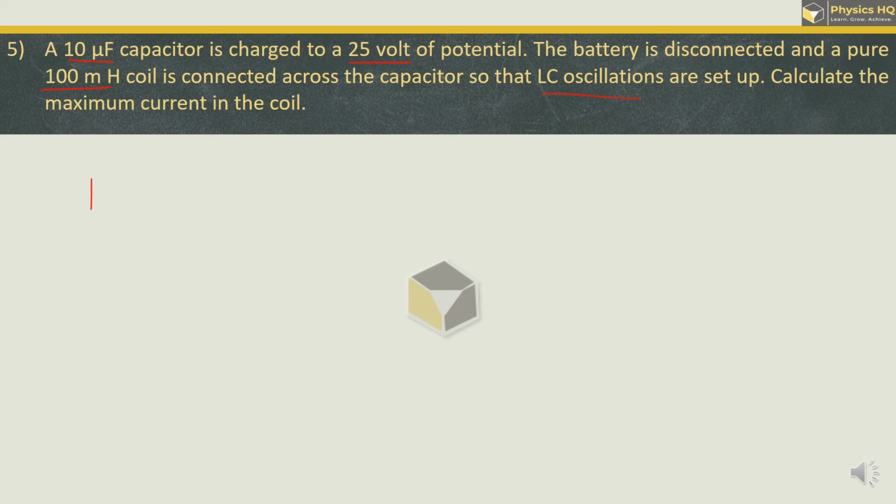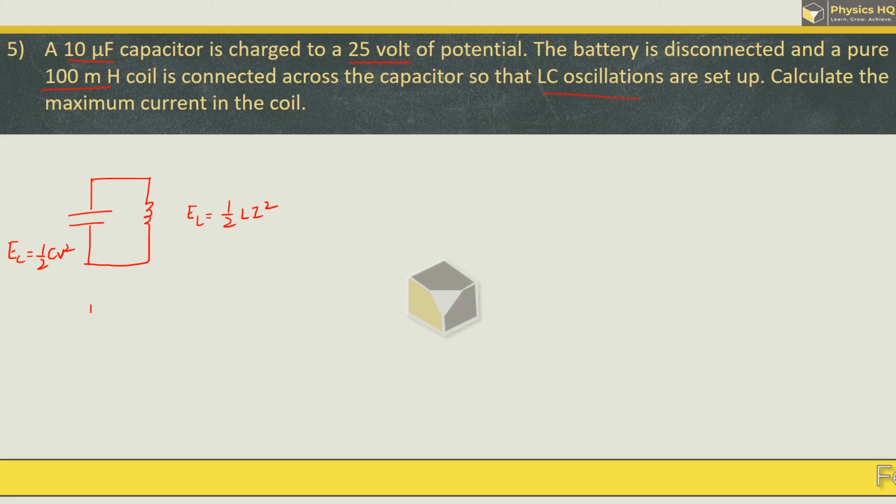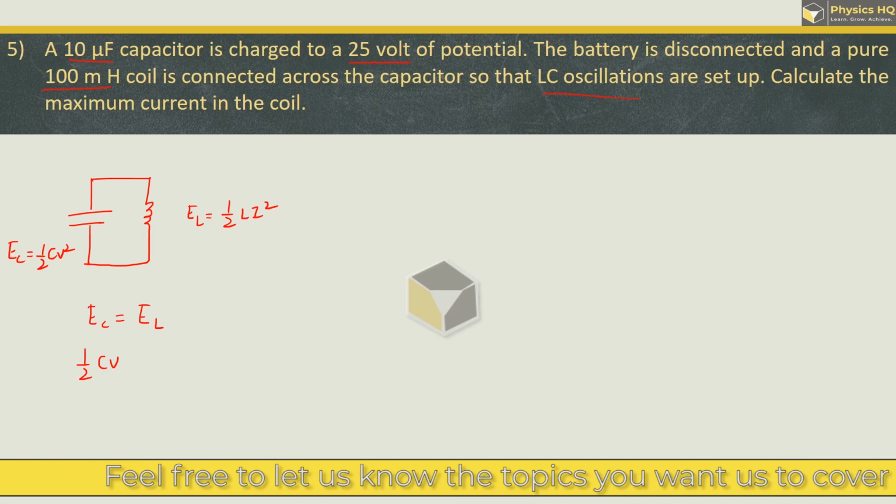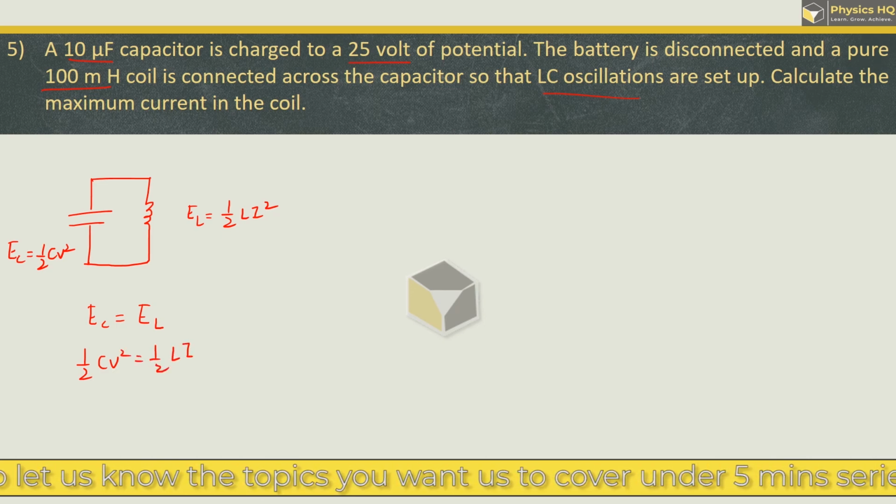Now in this scenario, when you connect a capacitor along with an inductor, since the capacitor is charged, the energy of the capacitor, which is given by the formula half CV square, flows into the inductor, and the energy in the inductor is given by the formula half Li square. And then this energy again flows back into the capacitor and it continues. From the law of conservation of energy, we can say energy in capacitor is equal to energy in inductor. This is given by half CV square is equal to half Li square.